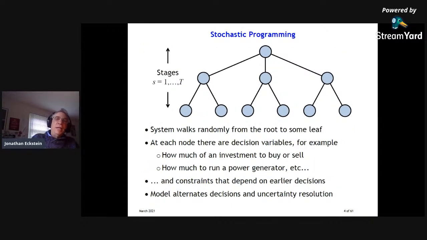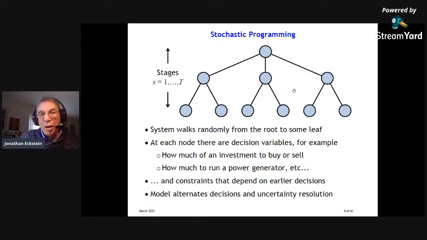And so the idea here is that we're trying to optimize some system, and the system will start at the root here and walk randomly down to one of the leaves with some specified probability. So maybe it'll first go here, and maybe then it'll go there, for example. And at each step, at the beginning and then at each subsequent step, we decide some stuff, like how much of an investment to buy or sell, or how much to run a power generator. And there will be constraints on that, and the constraints may also involve the decisions you made earlier in time.